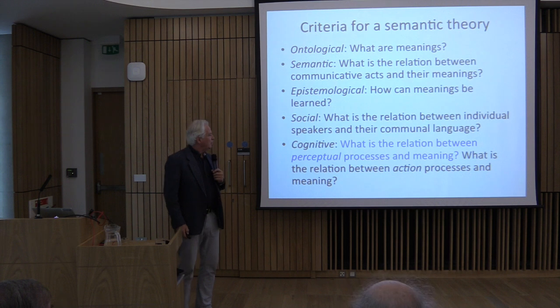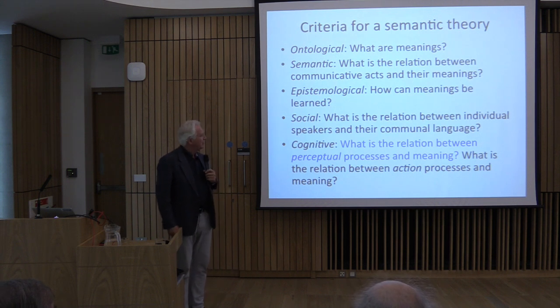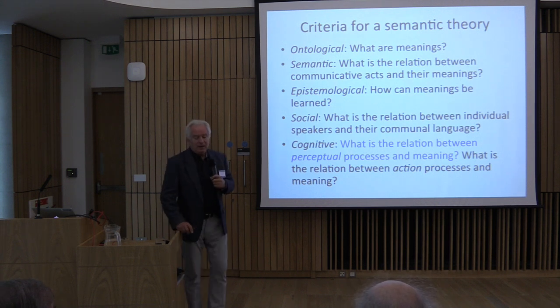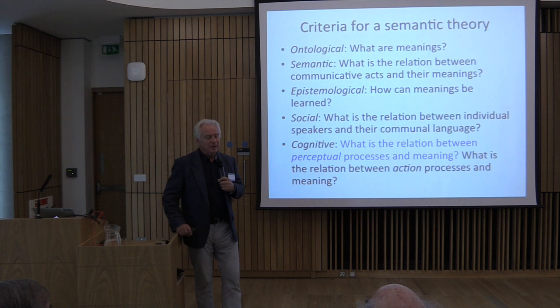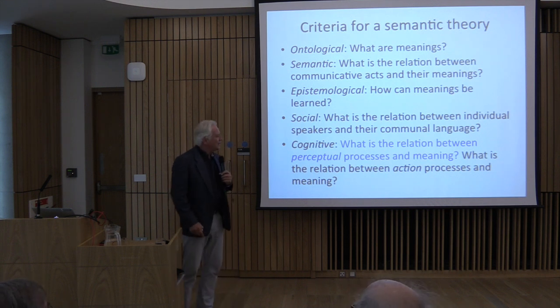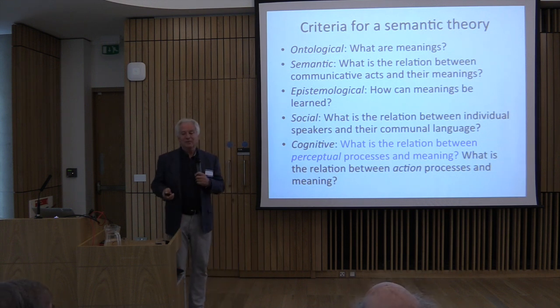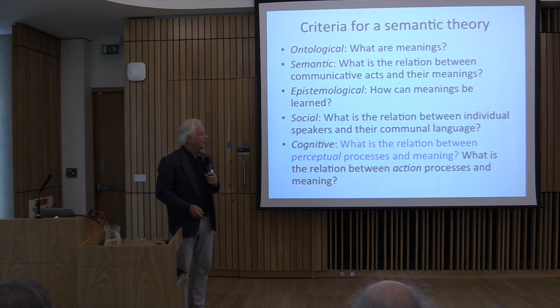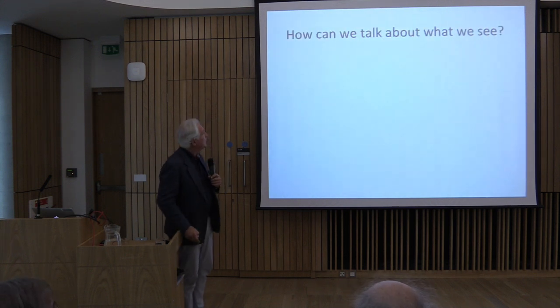So, what is the relation between perceptual processes and meaning? Ray Jackendoff, a long time ago, wrote a paper with the title, How Can We Talk About What We See? No, that wasn't the title, but that was the question, I'm sorry. Anyway, how can we talk about what we see? I mean, we perceive things, we categorize things, and we talk about them. How does this process work?